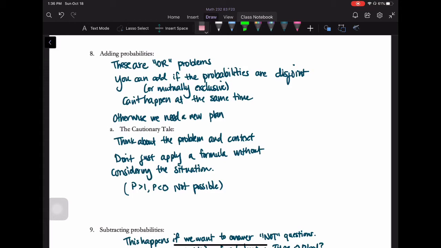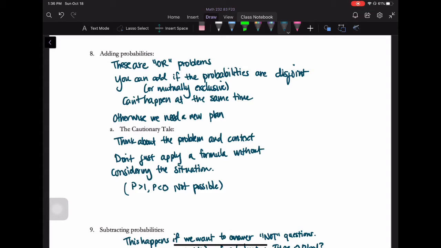So right now, we don't have a plan for how to add probabilities that are not disjoint. Think about the context of a problem. It's really important. A lot of times people will just perform calculations, not paying attention to what's going on, and they'll apply a formula that doesn't even make sense.